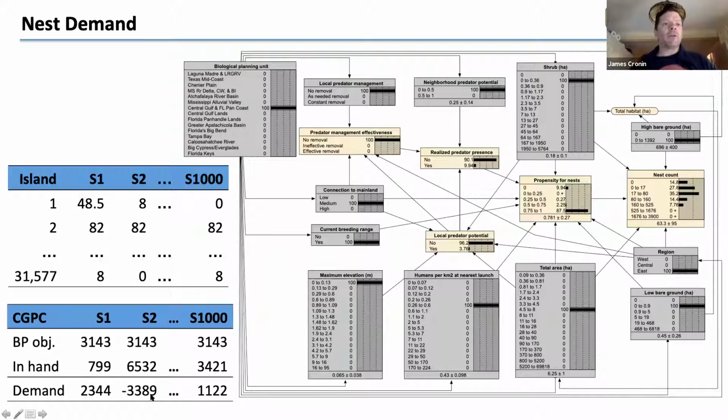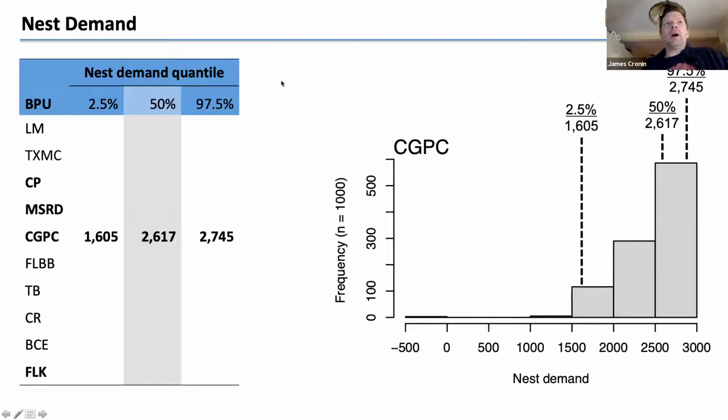So this is going to vary because all the islands have these different distributions associated with them, right? And we're random sampling it. So we can get a distribution of what this demand is across these 1,000 samples for each island. Ignore the table on the left just for a second here. Here's an example distribution from the Central Gulf and Florida Panhandle coast. Here, for the nest demand, we have a couple of samples where the nest demand was below zero. That means that what we have in hand is greater than the population demand. But you can see that most of them are well above zero.